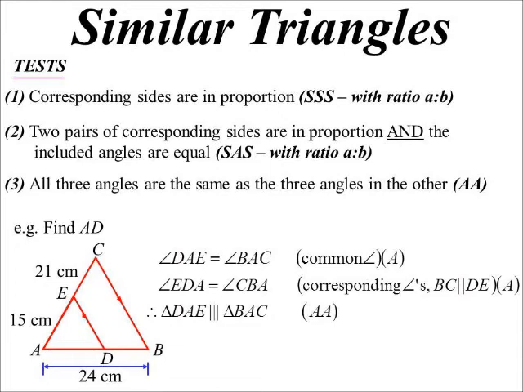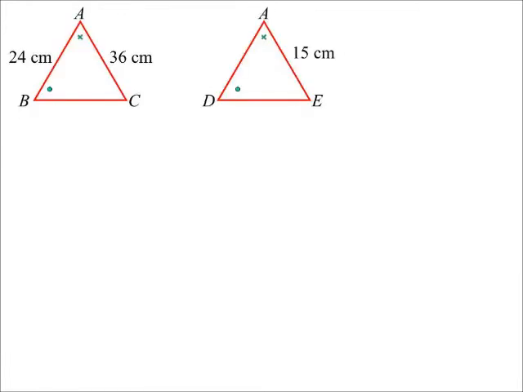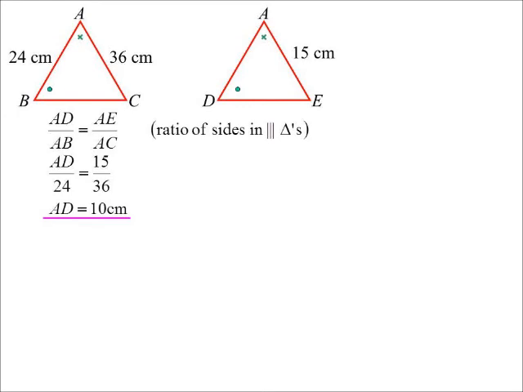So now I can say the sides are in the same ratio. I sometimes find it easier to draw the 2 triangles side by side in corresponding position. So it's very clear to me then which sides correspond to which, so I don't muck it up. So I now know, well, it's AD I want to find. That corresponds to AB in the other triangle. And AE is in the same position as AC. So that would be the ratio of the sides in similar triangles, subbing in the info we've been given, and we get our length, 10 centimetres.